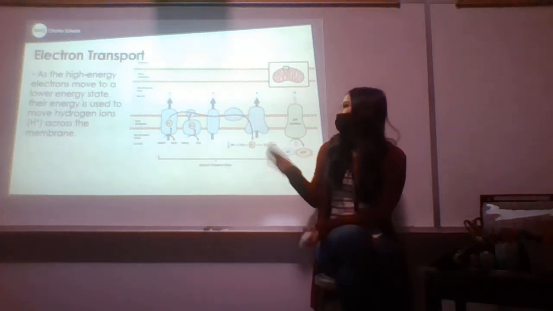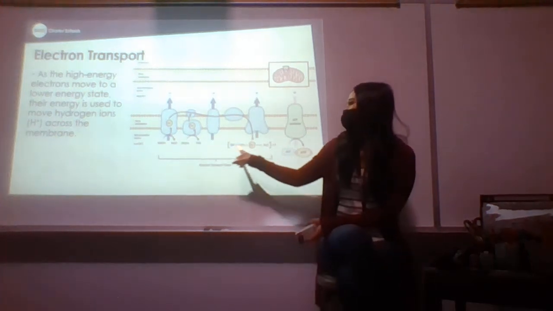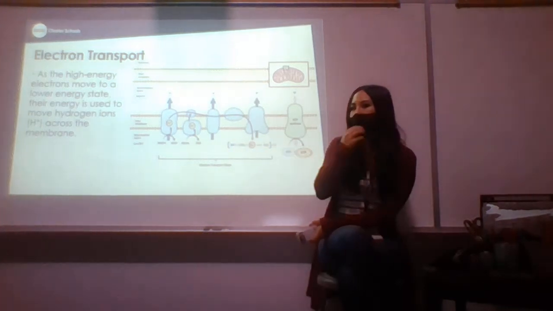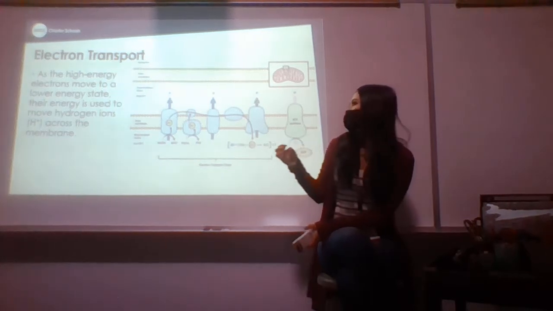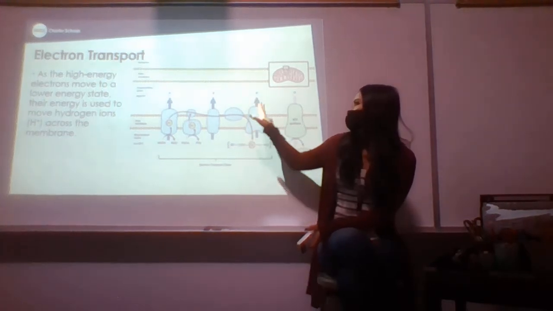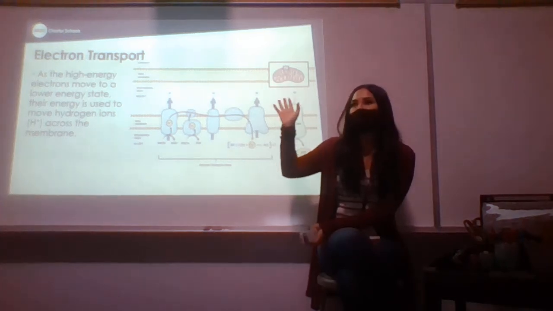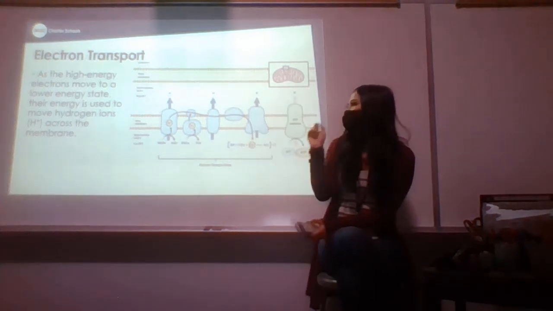So hydrogen has a couple different roles in this process. Hydrogen is going to combine with oxygen and the high energy electrons to produce H2O to be that final electron acceptor. But then it's also going to be used to do something very important, the whole reason why we're doing this, which I think is on the next slide.